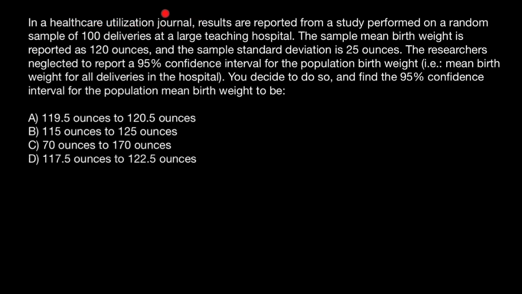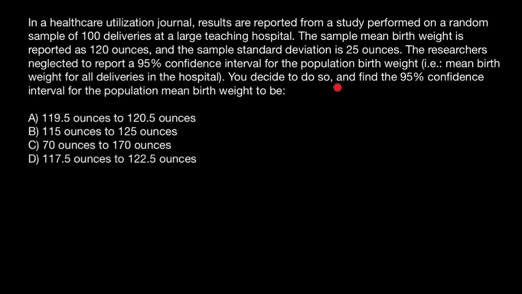In a healthcare utilization journal, results are reported from a study performed on a random sample of 100 deliveries at a large teaching hospital. The sample mean birth weight is reported as 120 ounces, and the sample standard deviation is 25 ounces. The researchers neglected to report a 95% confidence interval for the population birth weight. In other words, mean birth weight for all deliveries in a hospital.